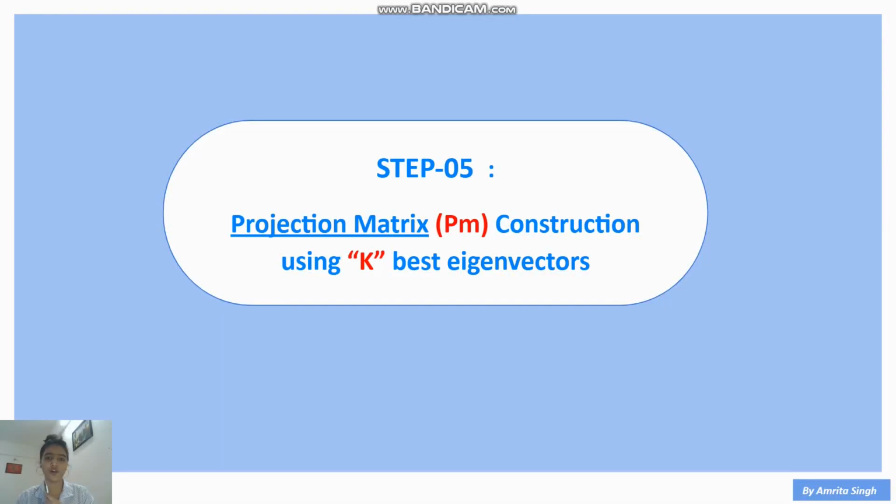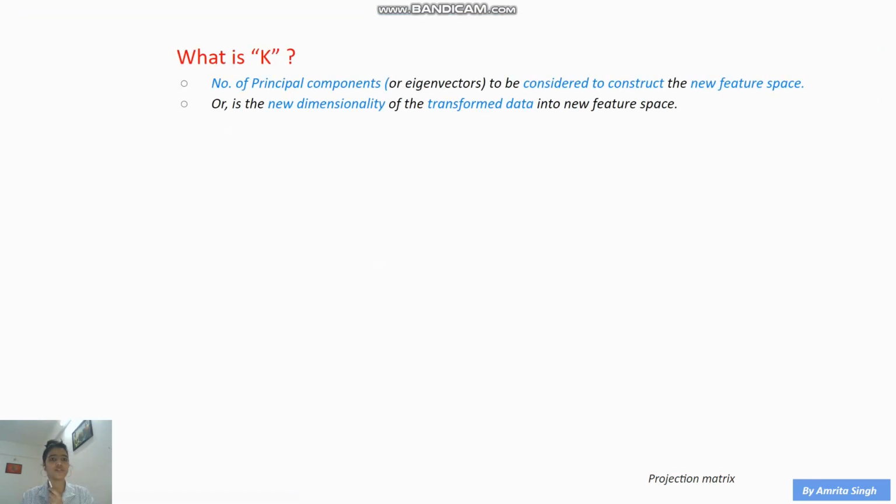Okay, so with all the sorted eigenvectors, we now move to step 5, where we construct the projection matrix using the k best principal components, or k best eigenvectors. First let's understand what k is and what a projection matrix is. K is the new dimensionality of the data transformed into the new feature space. K is nothing but the number of principal components, or eigenvectors, that we will be using to construct the new feature space.